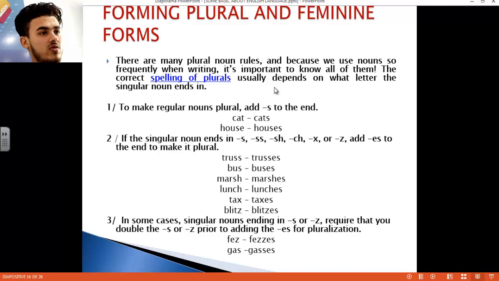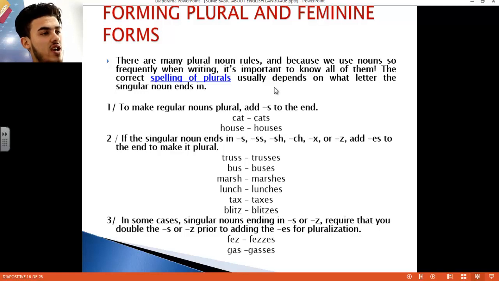There are many plural noun rules, and because we use nouns so frequently when writing, it is important to know all of them. The correct spelling of plurals usually depends on what letter the singular noun ends in. So, as a first rule, to make regular nouns plural, add an s to the end, like the example cat, cats, house, houses. Here we are forming the plural by adding a simple s to the end of the word.